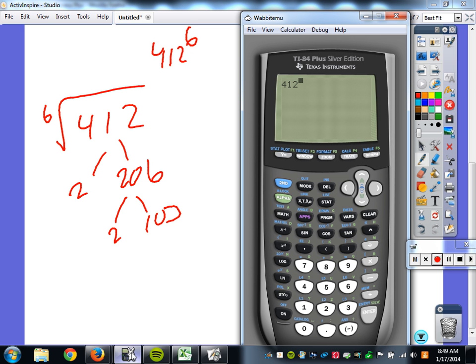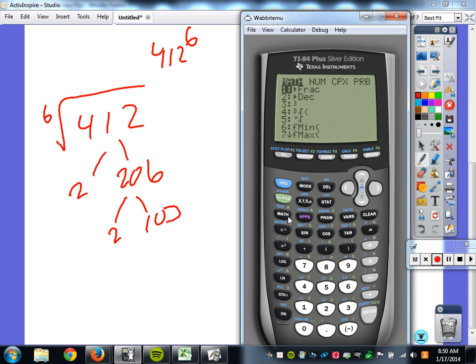Okay, I can do it this way: 412 to the power of 1/6. Remember how I discussed earlier that 1/2 is the same thing as a square root, 1/3 is the same thing as a cube root, 1/4 the 4th root, 1/5 the 5th root, and so forth? So this is 1/6. I could go 1 divided by 6. 2.72 is the answer.